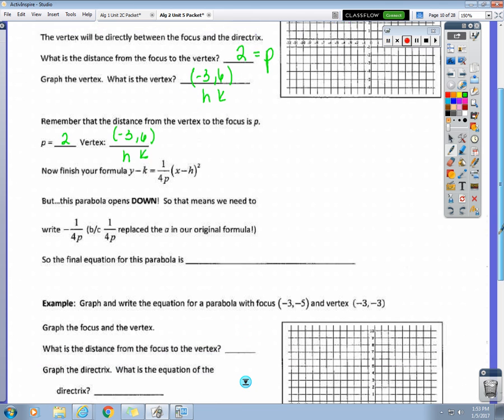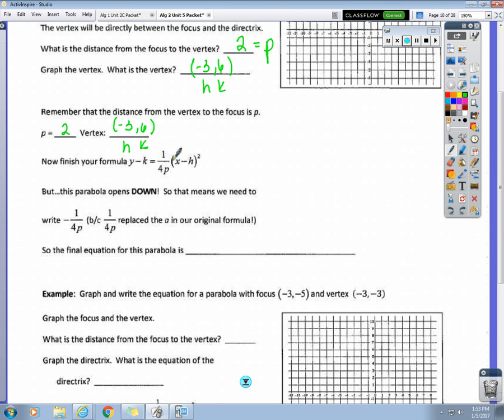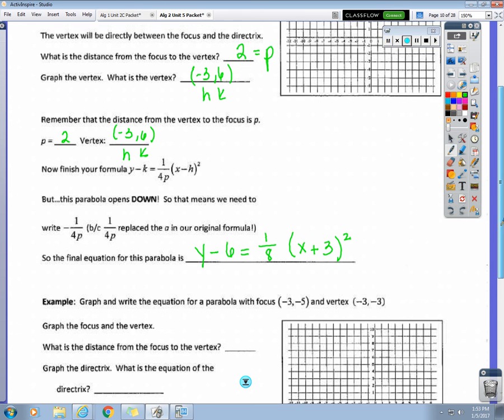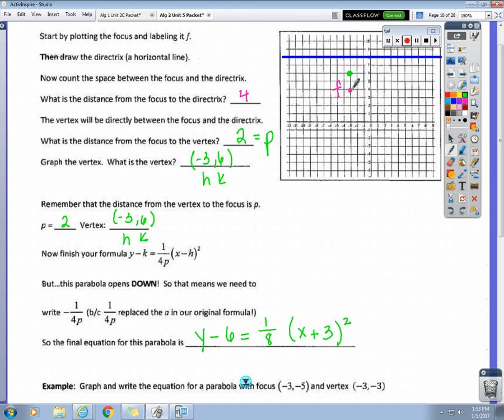So now we're ready to write the entire equation. y minus k would be y minus what? 6 equals 1 over 4 times p, which would give you an 8, because your p-value is 2, and 4 times 2 is 8. And then x minus h, what is your h? If you put a negative 3 right here, it'll make that plus 3. And then the only other thing you have to do at this point is, since your focus is below, you know your parabola opens down, which means that this a value has to be negative.